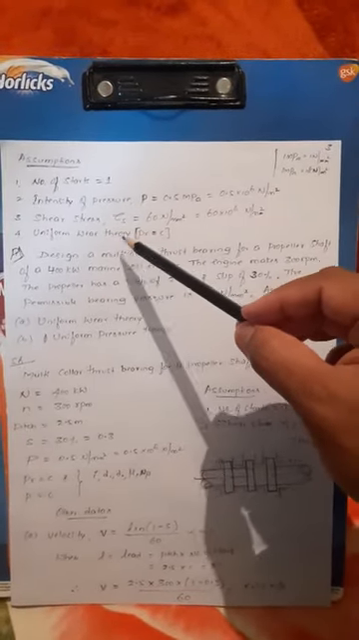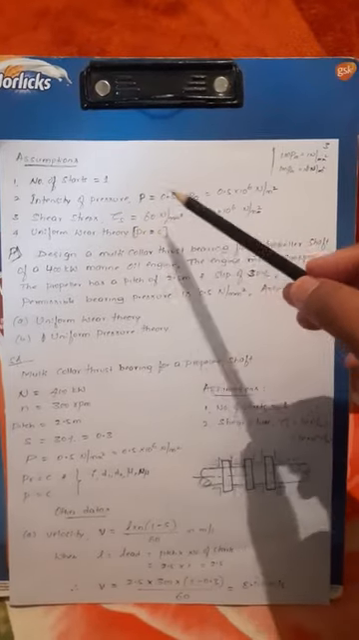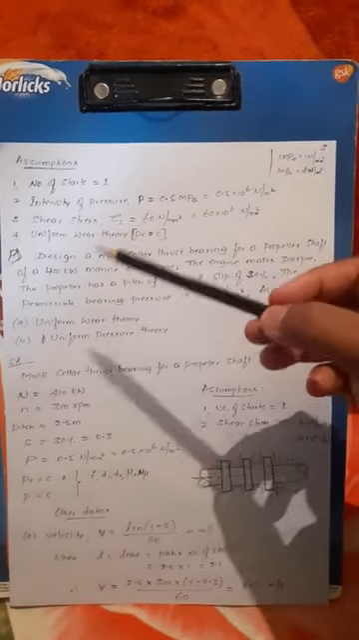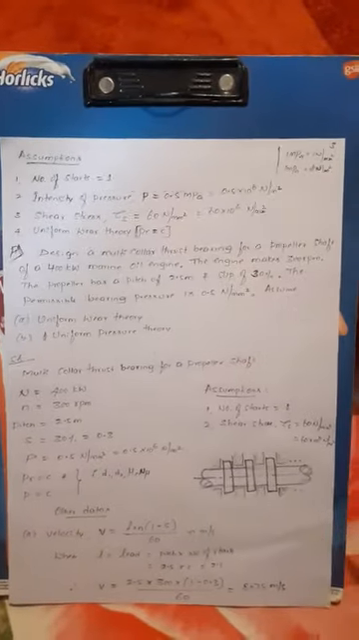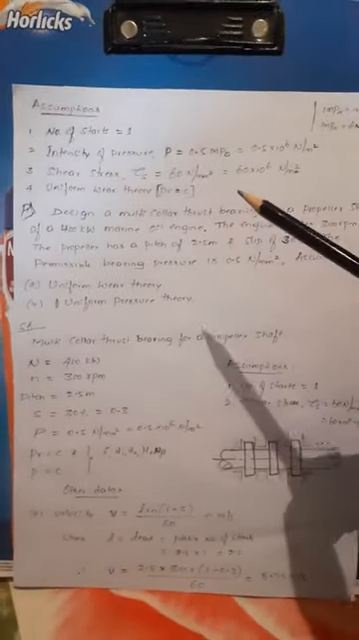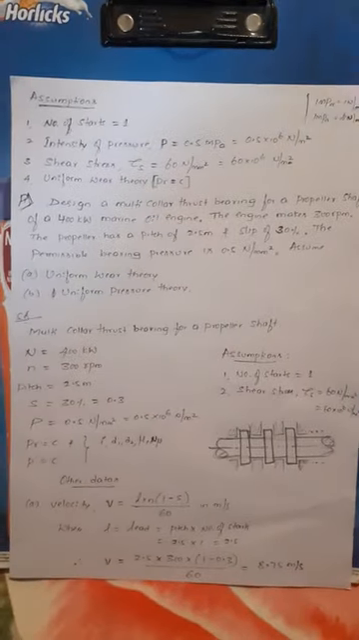Then what type of theory will we go for in design? If the theory is not given, then you assume it is the uniform wear theory, pressure into R is equal to constant. Now we'll go on to solve the problem.